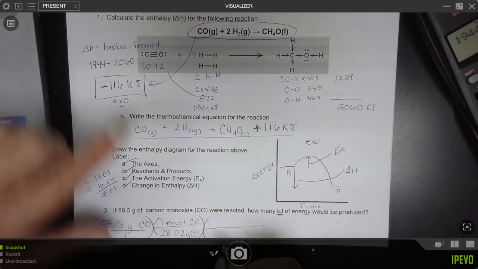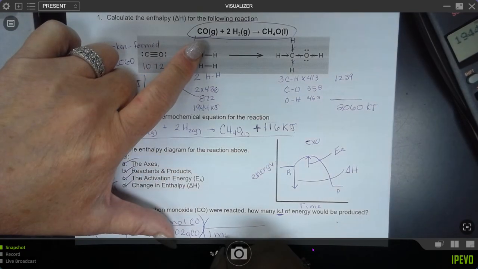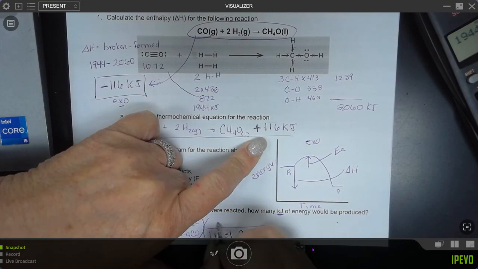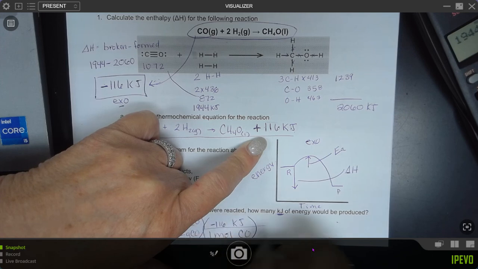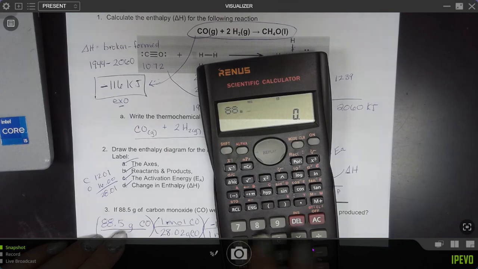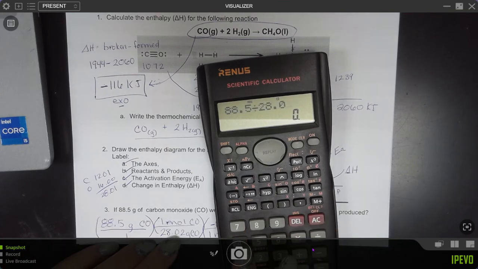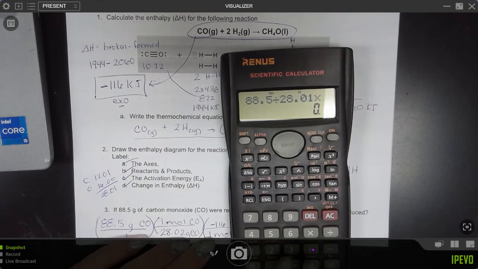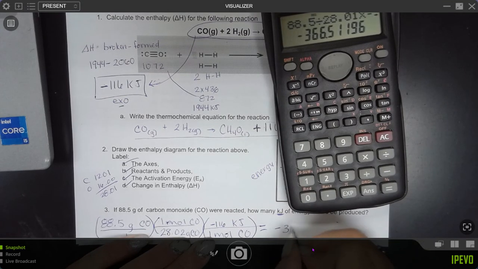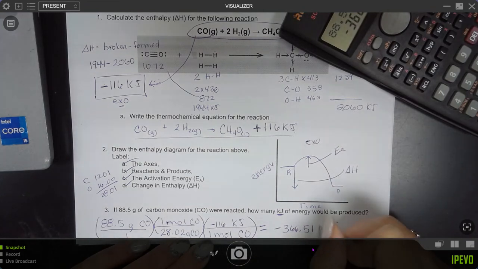And then we're going to use our balanced chemical equation. So 1 mole of CO is 116 kilojoules. And remember, that's negative. So if I plug this into my calculator, I get 88.5 divided by 28.01 times negative 116. My answer is negative 366.51 kilojoules.